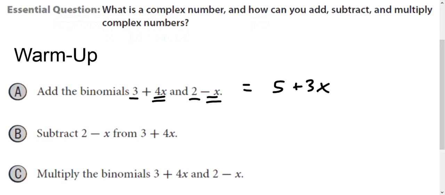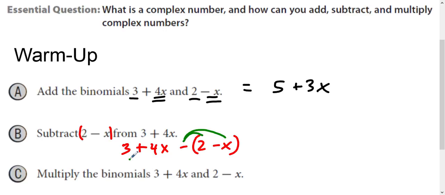When you're subtracting, it's a little more complicated. It's worth writing out the right way. You're subtracting 2 minus x from 3 plus 4x. So 3 plus 4x, and then from that you are subtracting 2 minus x. You've got to think of that as being in parentheses. So since there's a negative and then parentheses, you have to distribute.